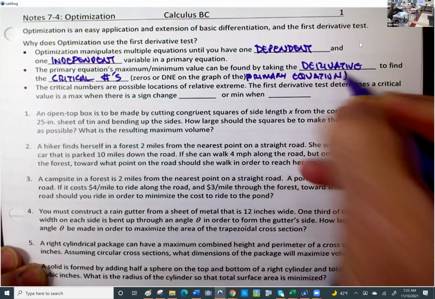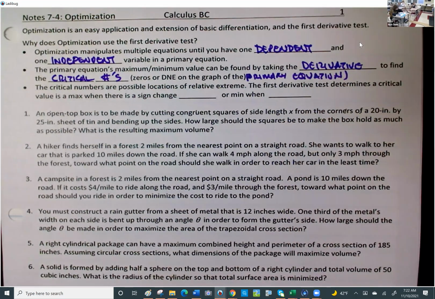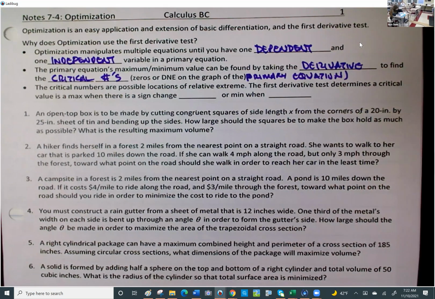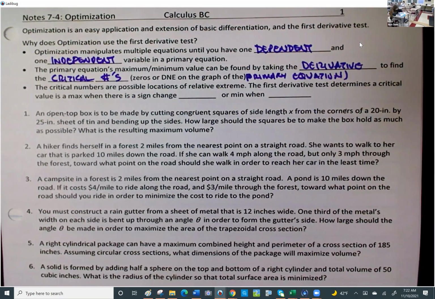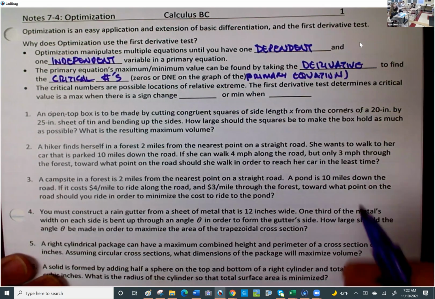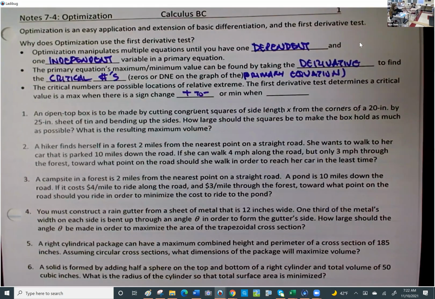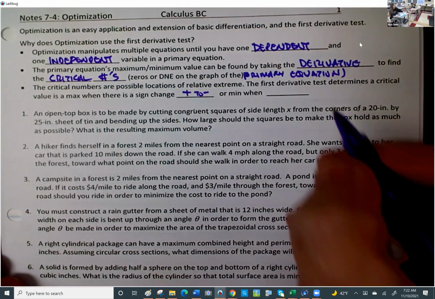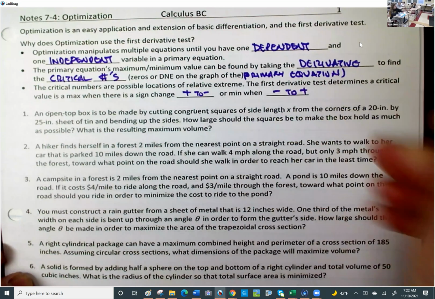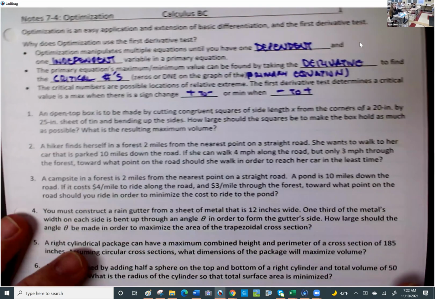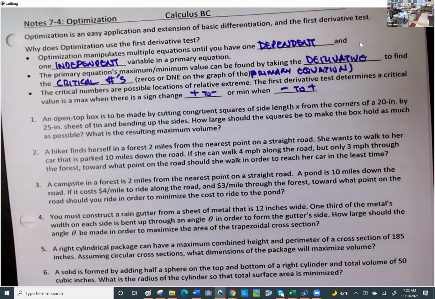The critical numbers are possible locations of a relative extreme. The first derivative test determines a critical number value as a max when the sign changes, and then a min when we change from negative to positive. Okay, and if that's the only place, then it's an absolute. If it's not the only place, then we need to compare. Okay, which leads us to, is it closed? Could we use the EVT for that?